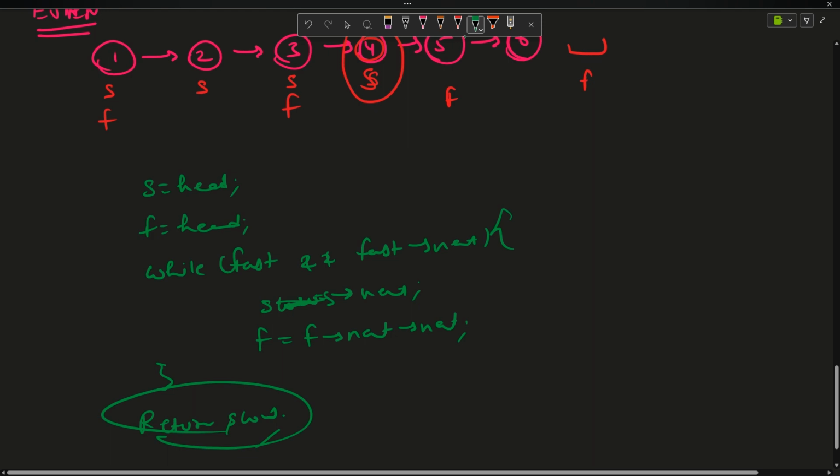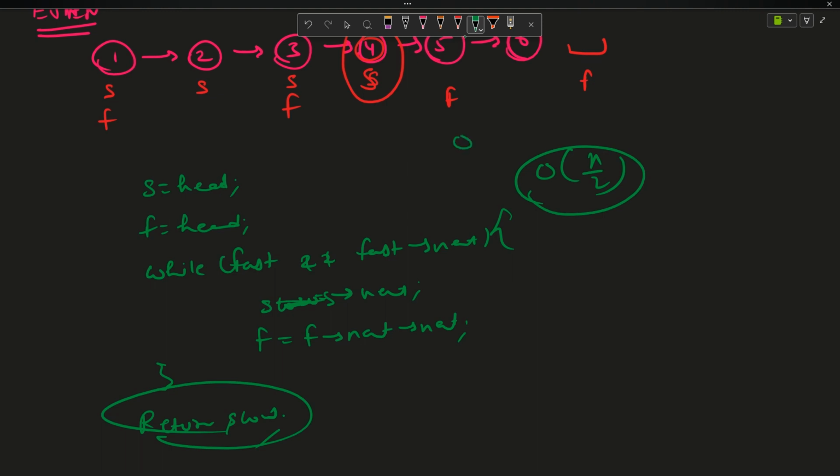And I hope there is no error. It is actually running in O of n by 2 time, and that one was running in O of 2n time. Why n by 2? Because my fast moves at double speed and my slow is actually traversing only one time, so n by 2. I hope the question was clear to you. Let us start with the code now and then we will see if any other doubts are left.